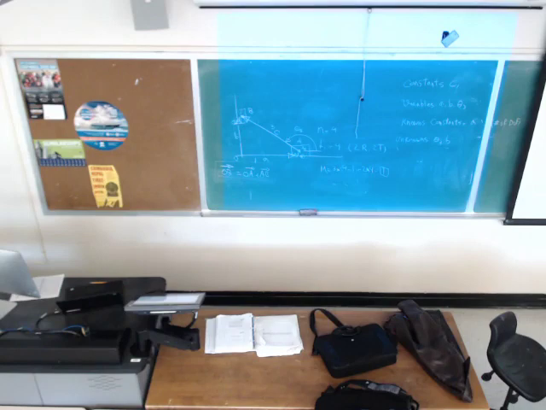Simplify this. B cosine of 90 is going to be 0. A cosine of 0 is A times 1 plus C cosine of theta 3. This one is going to be B equals, A sine of 0 is going to be 0, C sine of theta 3. Two equations, the unknowns are theta 3 and A. First, I can get rid of theta 3.